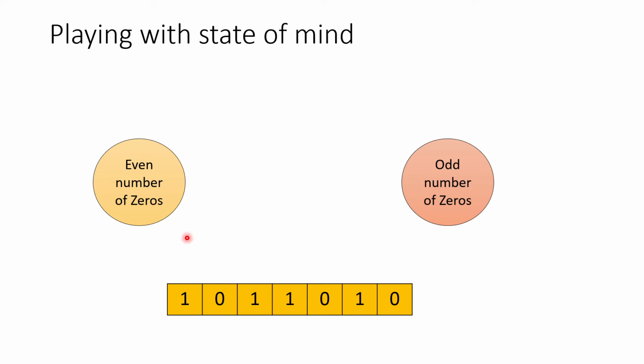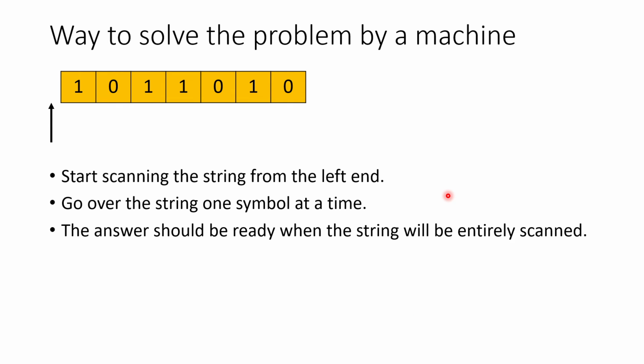And among these two states, one of the states should be the initial state of mind, right? Since we are concerned about the even number of zeros consideration, I have already told you that when your read head is somewhere here, you are about to start reading, the number of zeros that you have seen is zero.